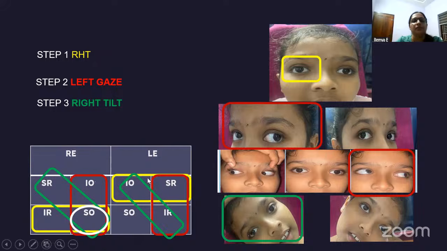This is how you should do it. Then you will come to know which muscle is acting. This is the Park 3-step test. It's easy actually. Once you write it and do it, you will get it.